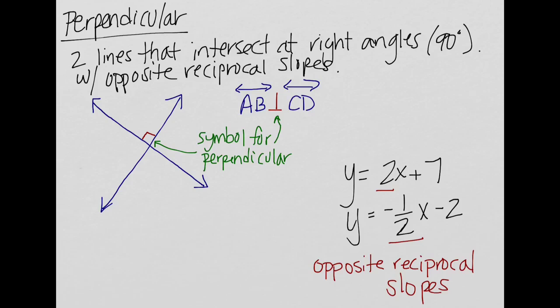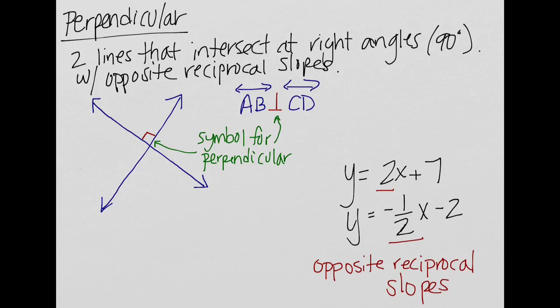Alright, and then they have opposite reciprocal slopes, and what I mean by opposite reciprocal is the opposite sign and a reciprocal fraction, which means flip the fraction. So down here in my example, I've underlined the two slopes. One of them is a positive 2, the other's a negative 1/2. Well, you have one positive, one negative. That's the opposite sign that we're talking about.